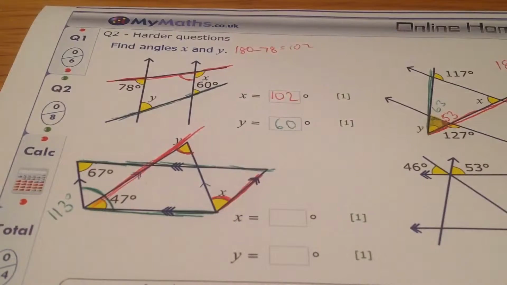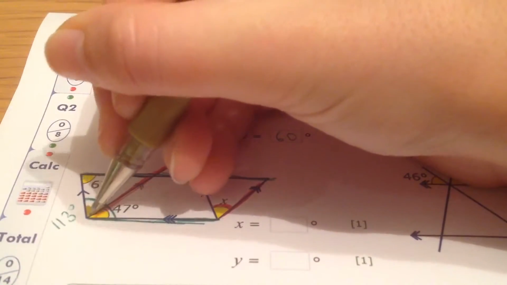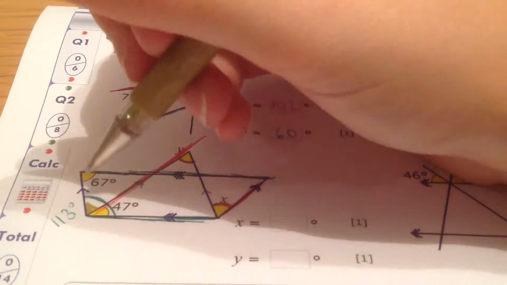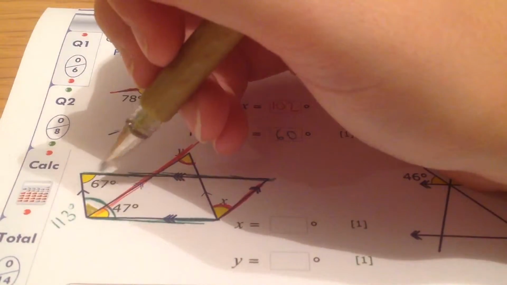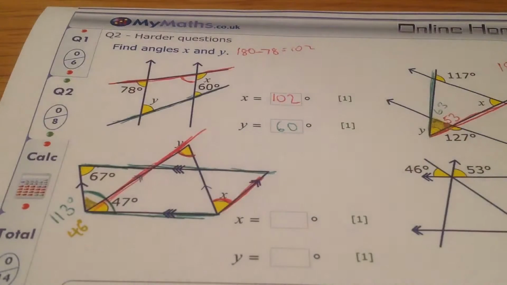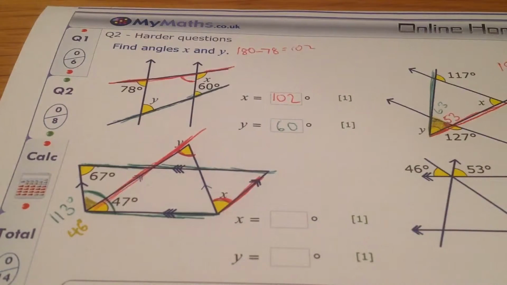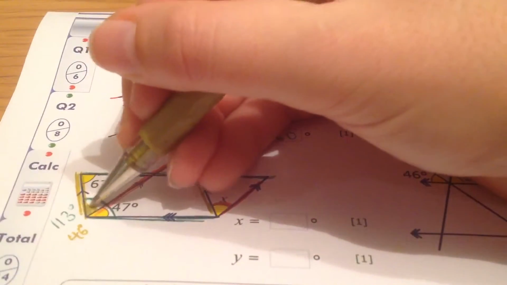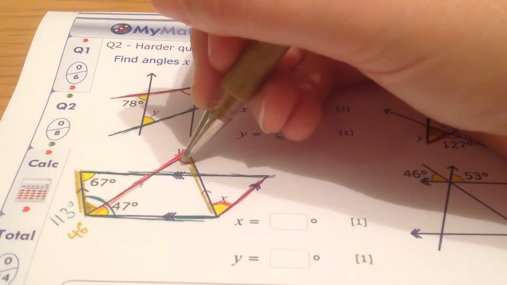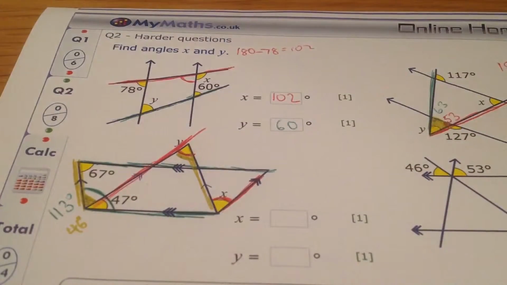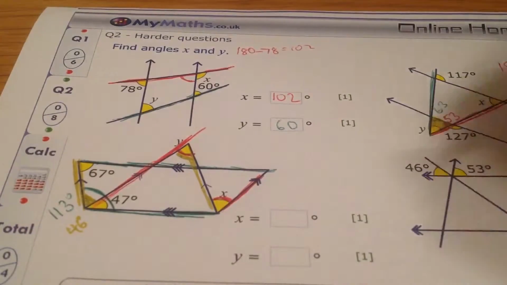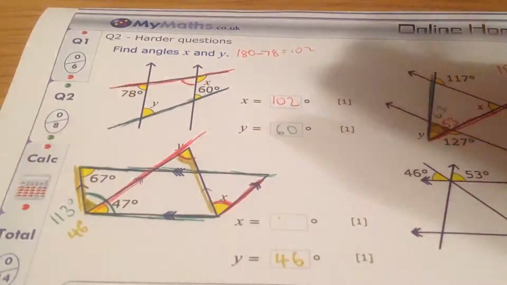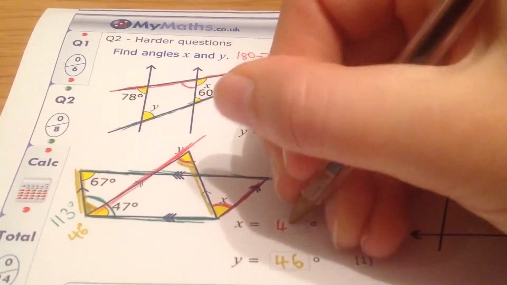Because the whole thing there is 113, the little gold bit there that I've put in is going to be 46 degrees. And that might be helpful. And in fact, it is helpful, because if we look at the gold parallels, this angle here is alternate with y, which means that y is 46 degrees, and we've already worked out that x is equal to that, which is also 46 degrees. That one is a toughie.